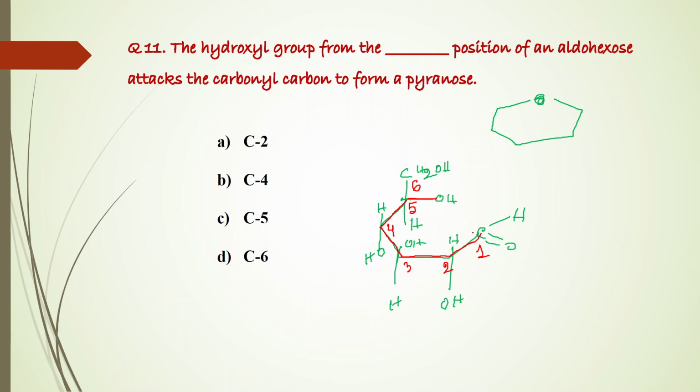Just an additional bond formation will result in a pyranose formation. So now if the hydroxyl group from this position attacks here, you will end up with a bond generating here, and that will lead to the formation of pyranose. So from what position is the hydroxyl group attacking? From C5. This is your fifth carbon. The OH group is attached to the C5, the fifth carbon. So from that position the attack was happening.